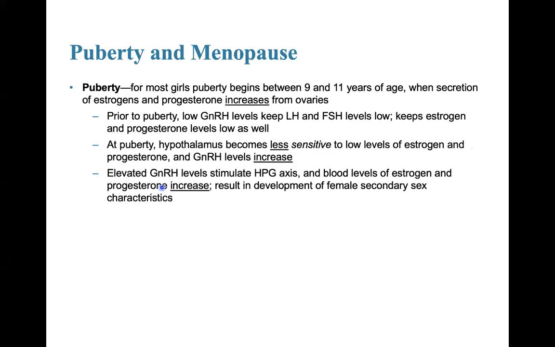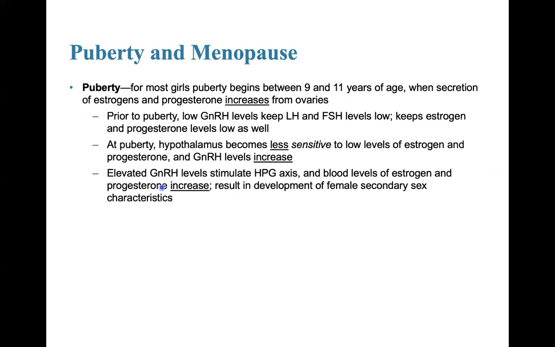Puberty for most girls will begin a little bit earlier than for males, somewhere between the ages of 9 and 11, when secretions of estrogen and progesterone increase from the ovaries. Prior to puberty, low gonadotropin releasing hormone levels keep LH and FSH levels low. This keeps estrogen and progesterone levels low as well.